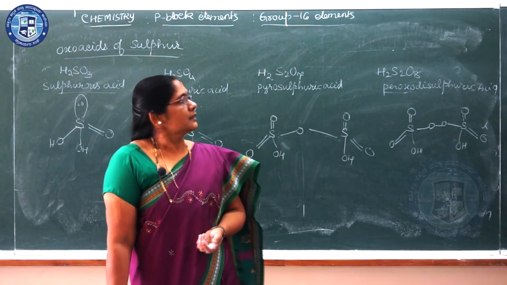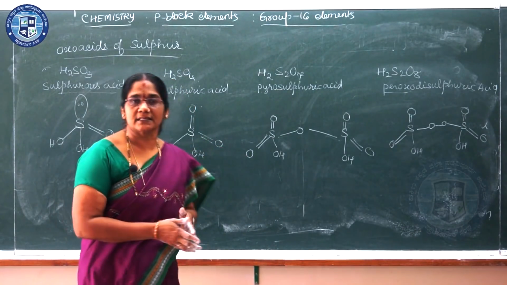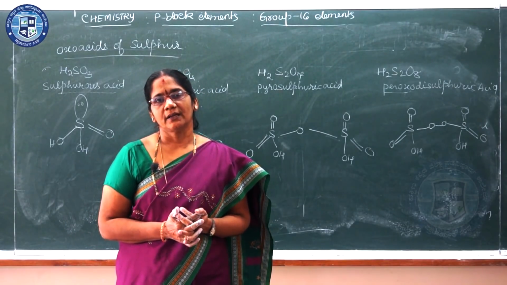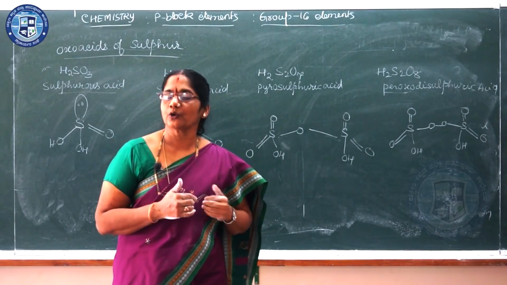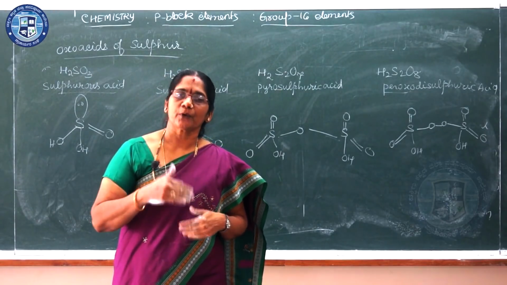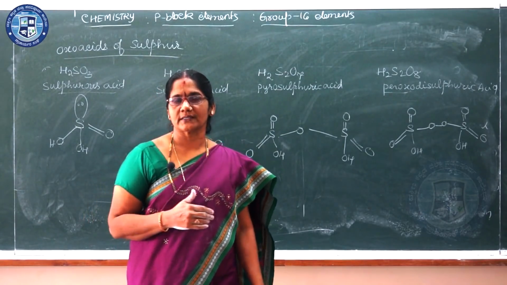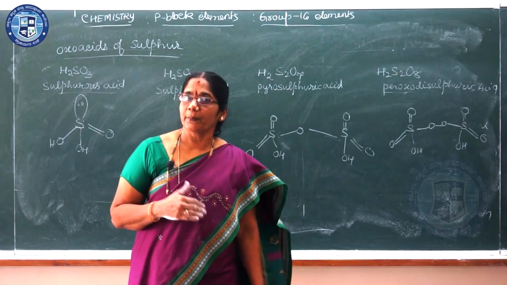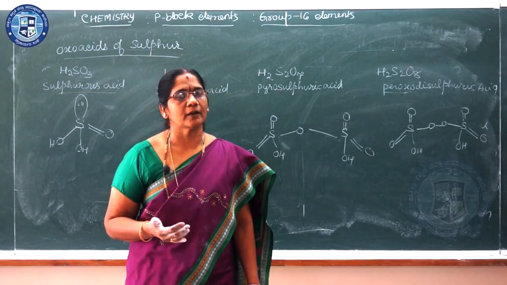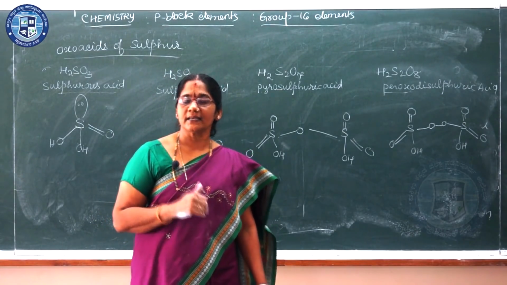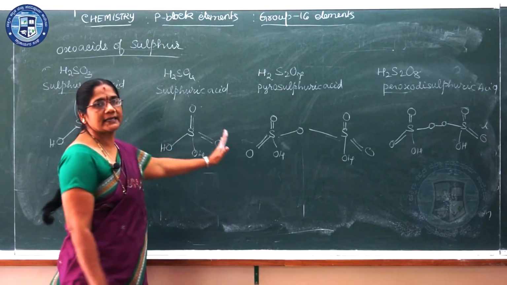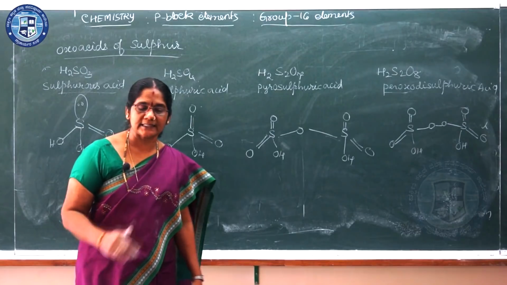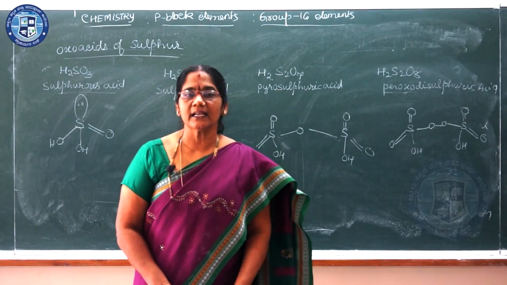So now this completes the study of sulfur and its compounds. We have studied about the allotropes of sulfur, preparation, properties and uses of sulfur dioxide, and then the physical and chemical properties and uses of sulfuric acid. Then we have seen how to write the structures of these 4 oxo acids of sulfur. This is the end of group 16 elements.